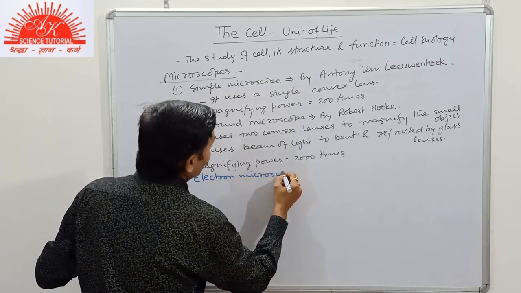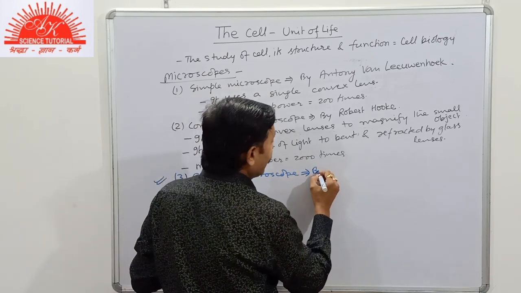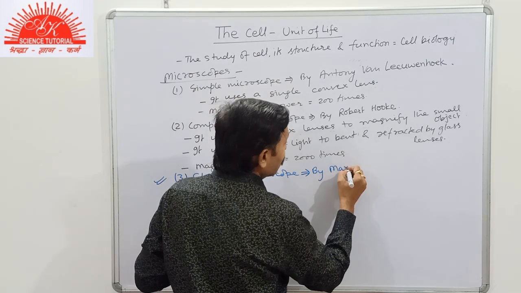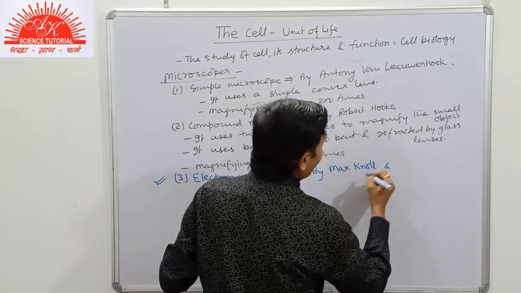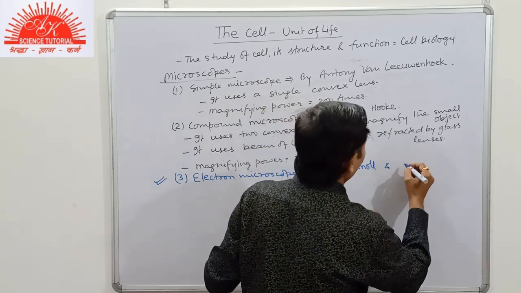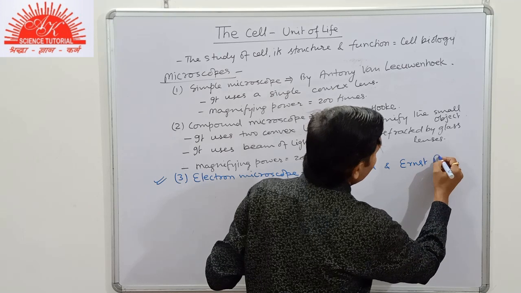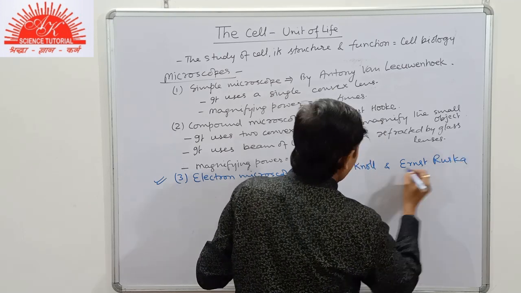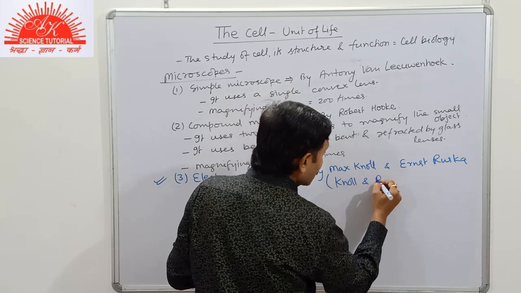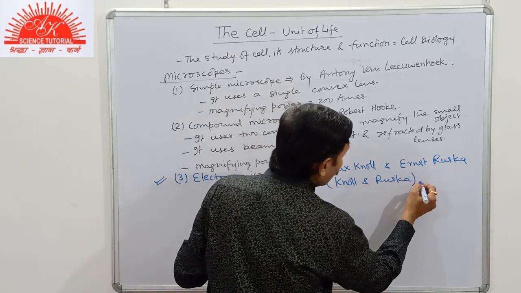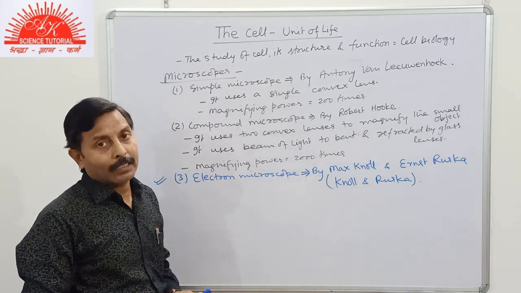Electron microscope. It was discovered by Max Knoll and Ernst Ruska, commonly known as Knoll and Ruska. So electron microscope was discovered by Knoll and Ruska.